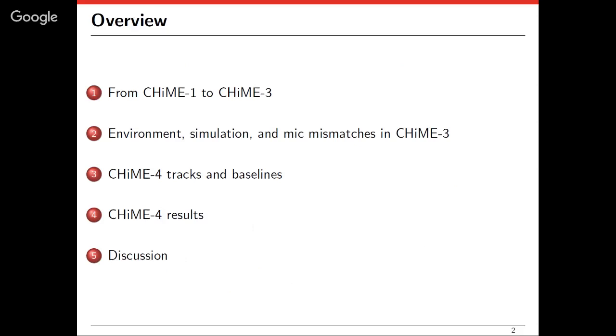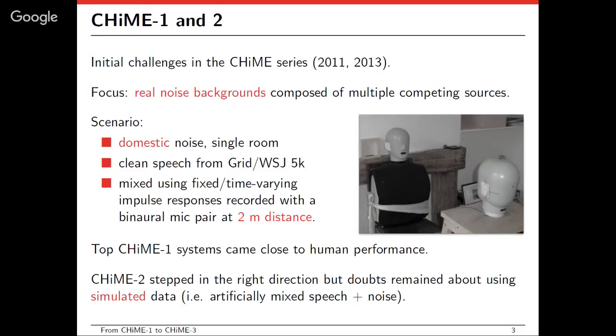We will start with a brief historical motivation, from CHiME 1 to CHiME 3. Then we'll spend a bit of time looking at environment simulation and microphone mismatches in CHiME 3. This is an extra analysis we made after the last challenge. Based on this analysis, we will then explain what led us to define the CHiME 4 challenge as it was defined, give more details about the different tracks, baselines, then the results, and final discussion.